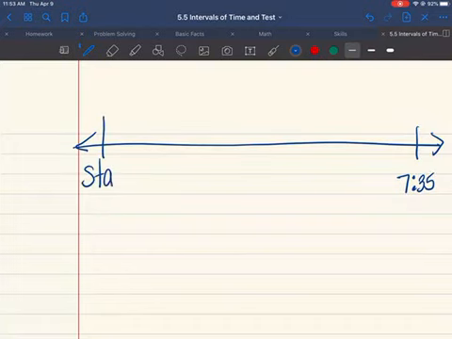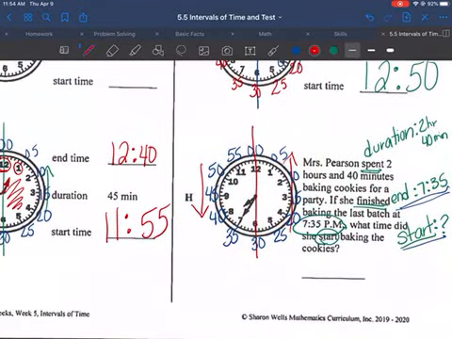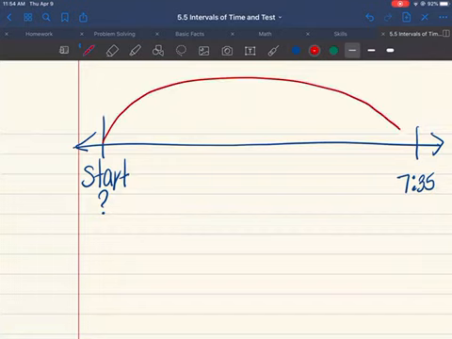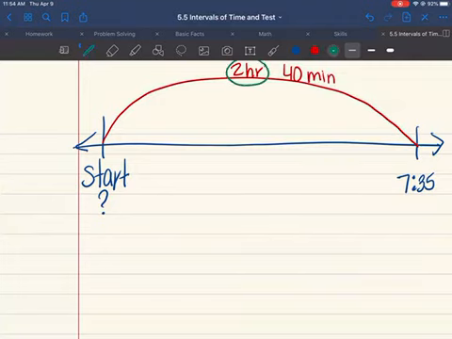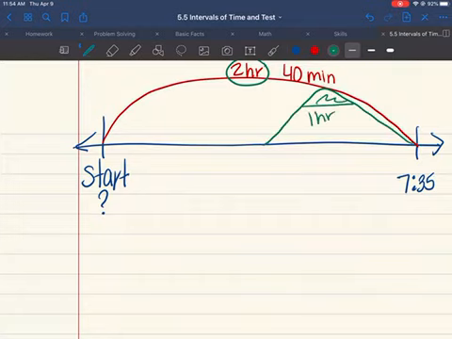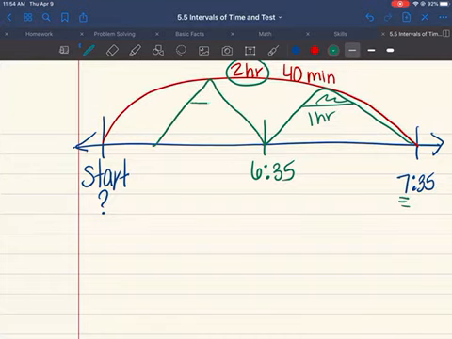My start time, I do not know, but we do know that it took 2 hours and 40 minutes. 2 hours, 40 minutes. The easiest thing for me is to do the hours first. So I'm going to do 1 hour. If I go back 1 hour, I have 7, so it would be 6:35. I'm going to go back another hour because we needed to go back 2 hours. So that would be 5:35.